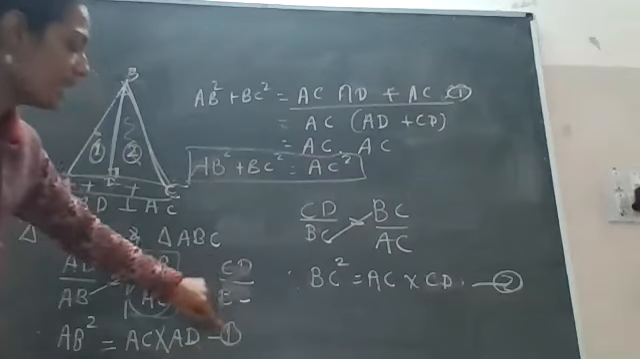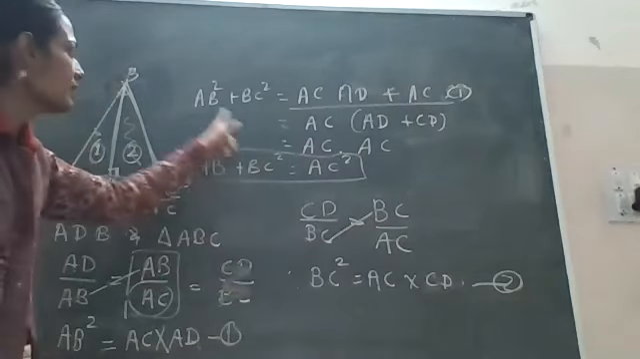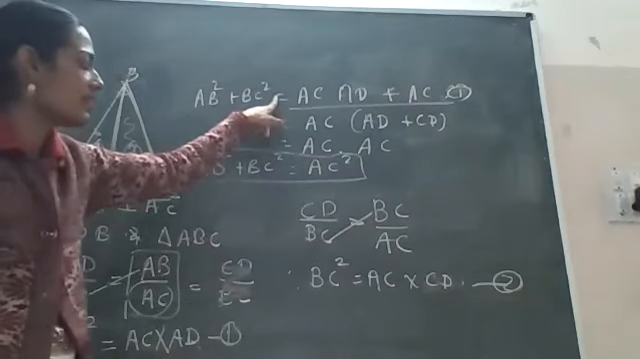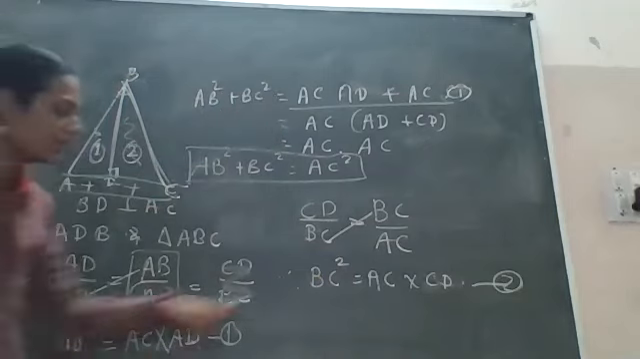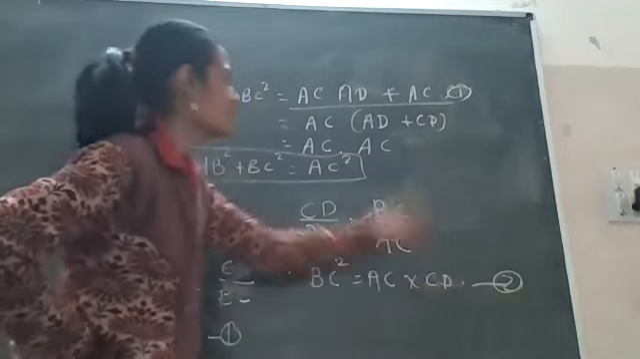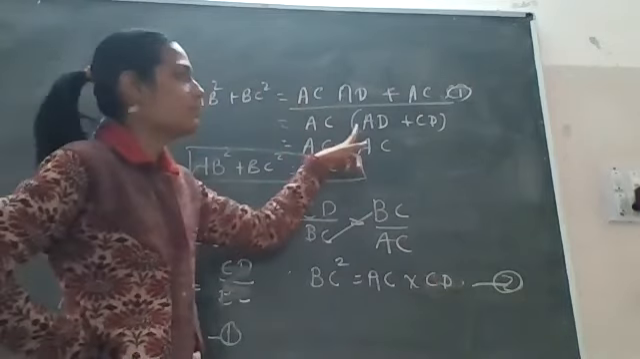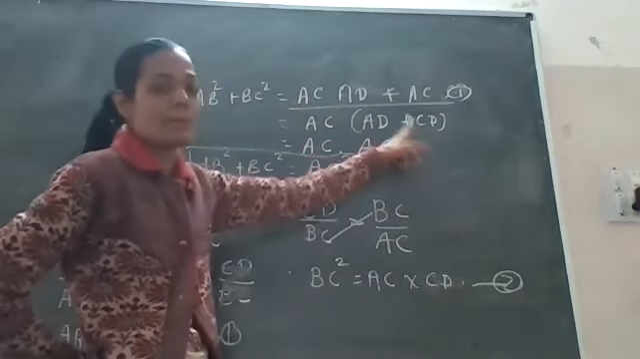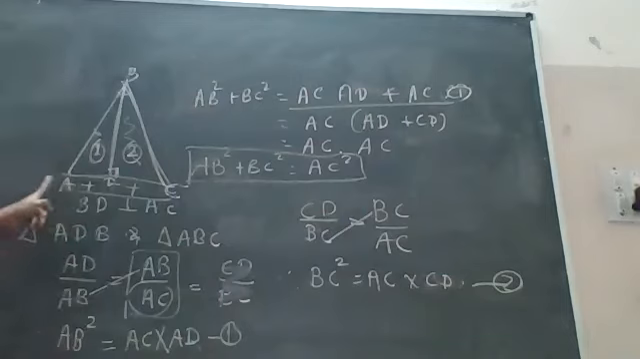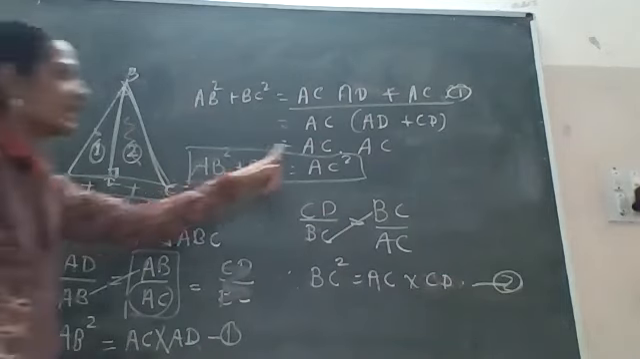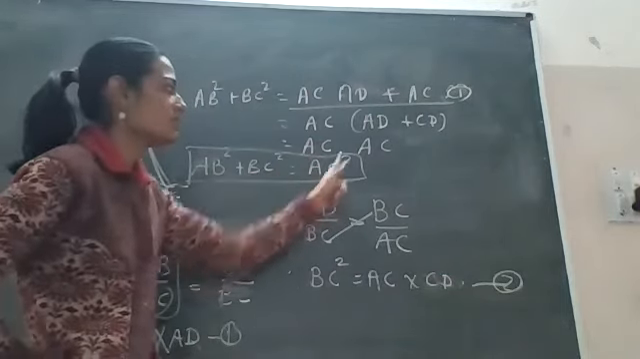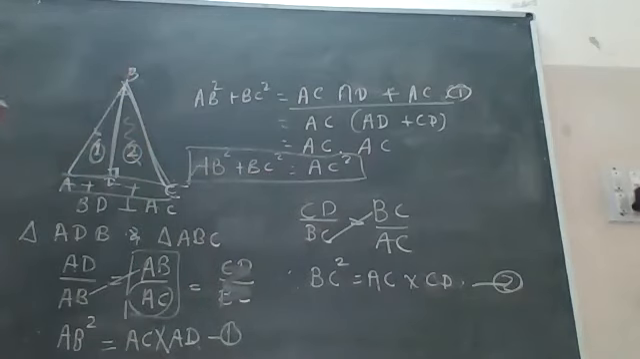Now you have to add first and second. Then you will get AB square plus BC square is equal to AC into AD and AC into CD. So AC will be common. Remaining is AD plus CD. But AD plus CD is equal to what? Whole AC. So we will get AC into AC is equal to AC square. So this way we can prove this theorem. Understood everybody?